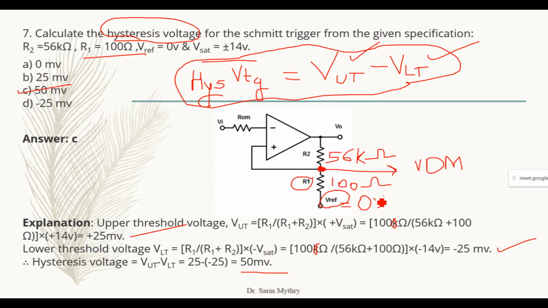So kindly look into this one. One of the resistors is in kilo ohms, so I might have made an error by simply typing this kilo here. We did these calculations earlier and then I went for the typing part, so I'm very sure about the answer, 25 millivolt and minus 25 millivolt. This might be a typo mistake. So option C is the correct one, 50 millivolt.